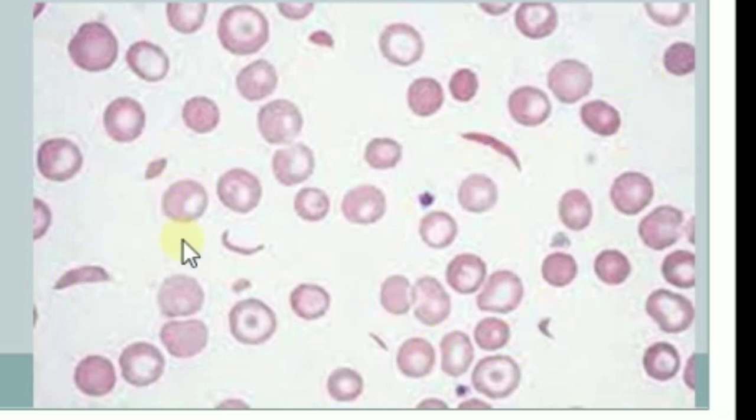You have to count these cells using 10 fields. When you count using 10 fields, if you find a large number of sickle shaped cells, it means it is a positive case, and if you find a small number, it means that it is the sickle cell trait. So this is how we can perform that test.